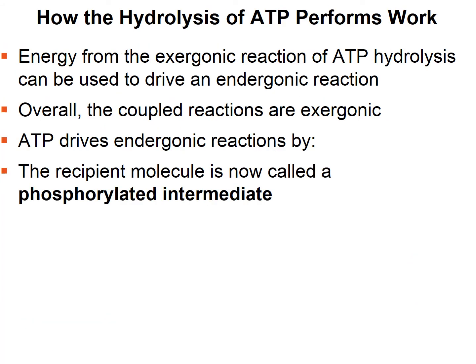Energy from the exergonic reaction of ATP hydrolysis can be used to drive an endergonic reaction. Overall, the coupled reactions are exergonic. ATP drives endergonic reactions by phosphorylation, which just means transferring a phosphate group to another molecule. We saw that in the previous chapter with the sodium-potassium pump. The recipient molecule is now called a phosphorylated intermediate. It has a phosphate group attached to it. It's phosphorylated.